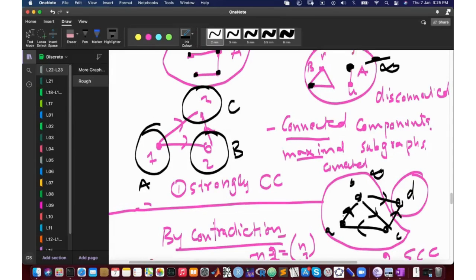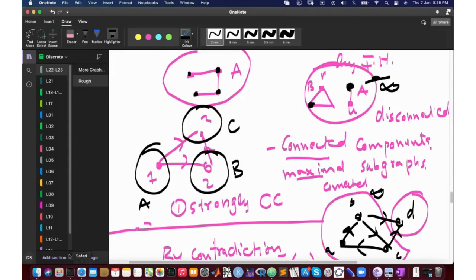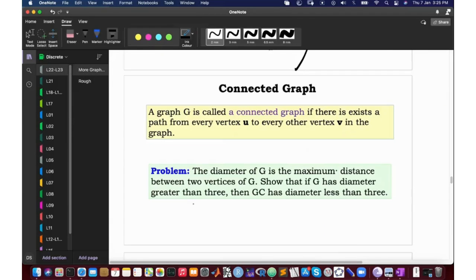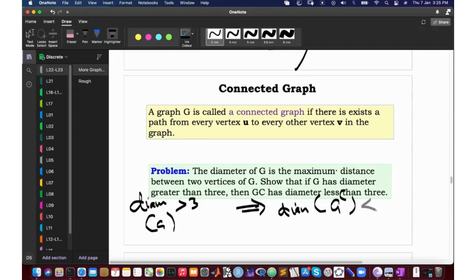Awesome. I hope the definition of the diameter is clear, because we have a problem here. The problem says that if G has diameter greater than 3, let's call it diam of G is more than 3, then it implies that the diameter of G complement is less than 3.